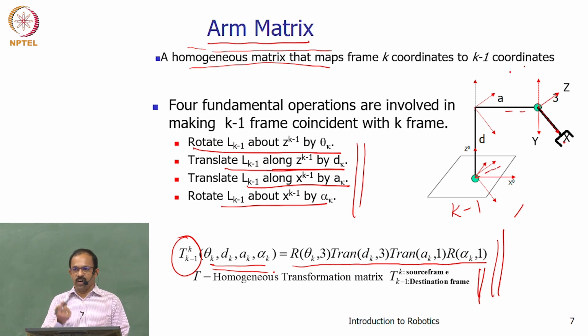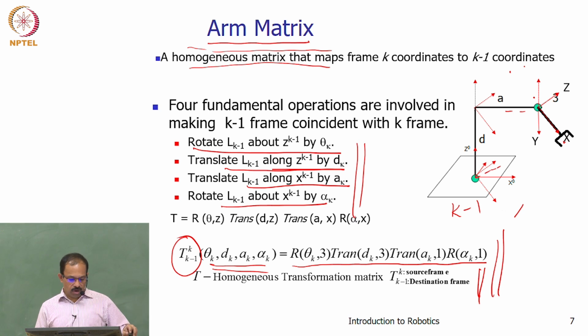Out of these 4, only one will be a variable. So finally you get a matrix with 1 variable, and that relates the coordinate frame k to k-1. This is basically the arm matrix, or the homogeneous transformation matrix between 2 coordinate frames of the manipulator. Alright, so how do we get this?